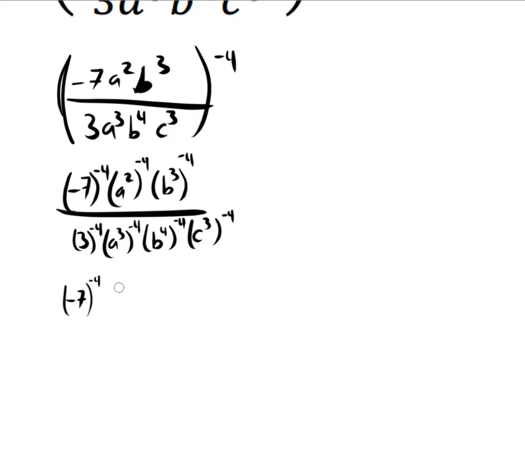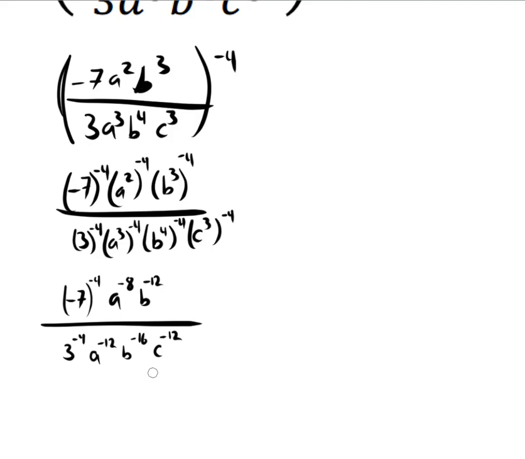A squared to the negative 4, I can make a to the negative 8, right? This is b cubed to the negative 4. That's b to the negative 12. Once again, I got that by multiplying 3 times a negative 4. And then I get 3 to the negative 4 on the bottom. I'm just going to leave that 3 to the negative 4 power, right? I get a 3 to the negative 4, so this is once again a to the negative 12th power, right? And this is b to the negative 16th power, right? And this is c to the negative 12th power.